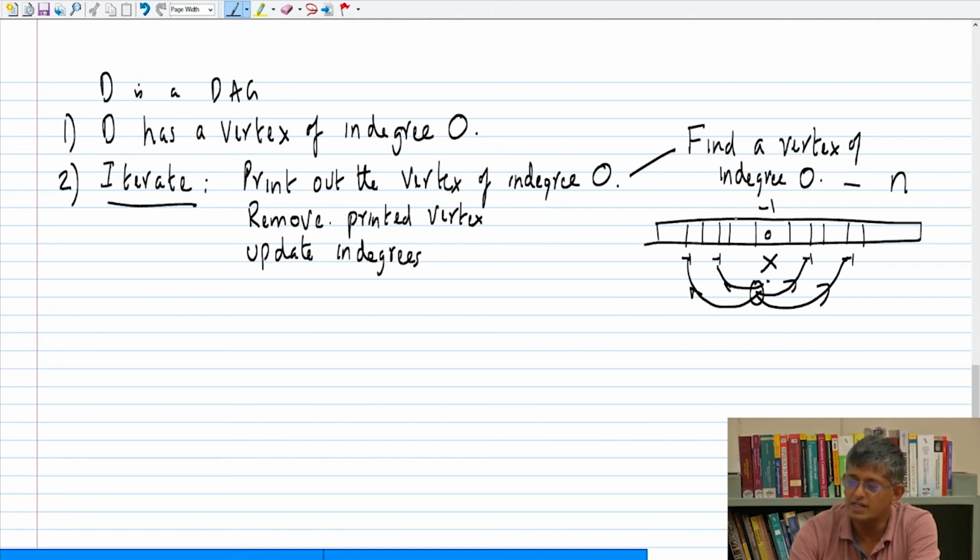Therefore, you observe that the amount of work that is involved per iteration is n, and just to update it is the sum of the out degrees.